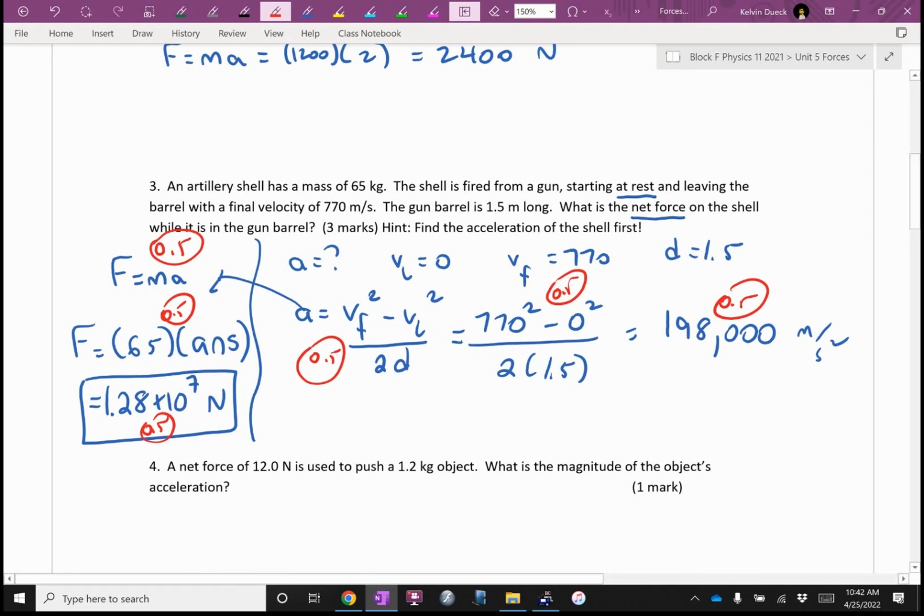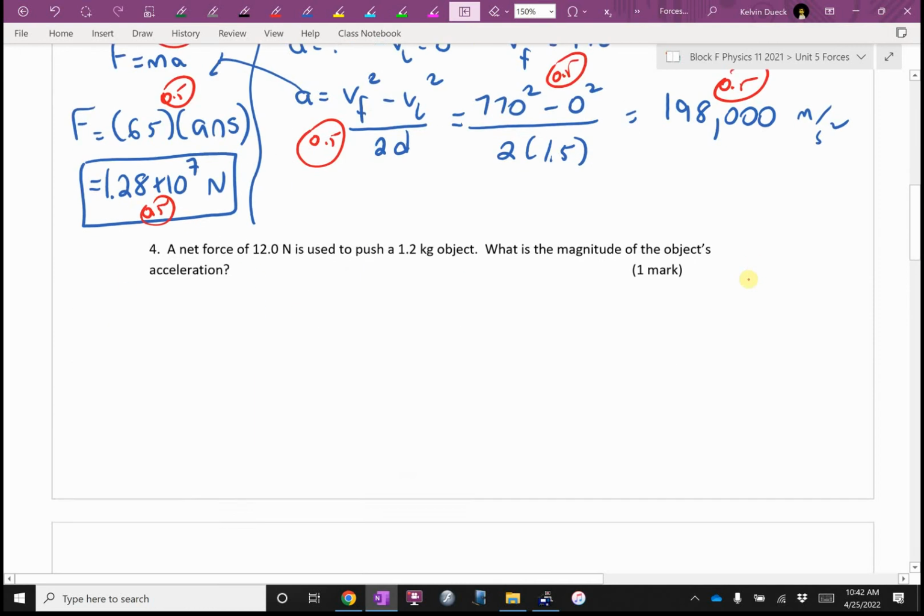Oh, 65 kilograms, that's what? That's a fair bit of weight. That's about the mass of a small person. This is going to do some damage when it hits.